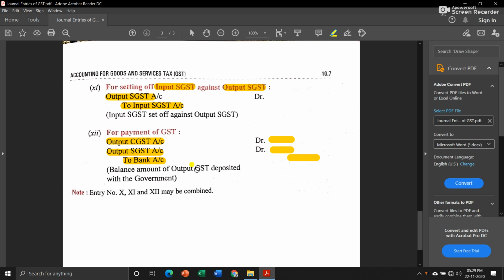Now I haven't taken any practical question for explaining since this is not included in your syllabus, but still if you want, then you can go through the illustrations in your book, and if you have any doubt or if you want to practice further, then you can let me know and we can take up any practical question. So this is all about GST in accounting.